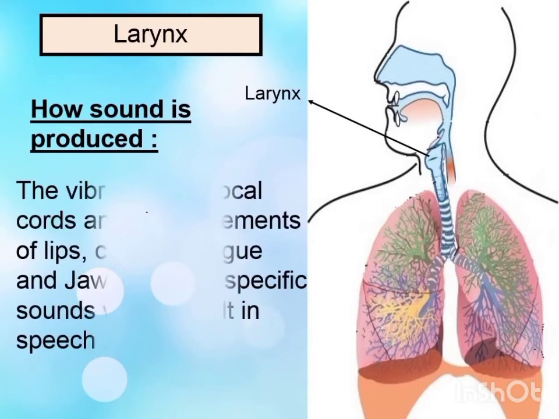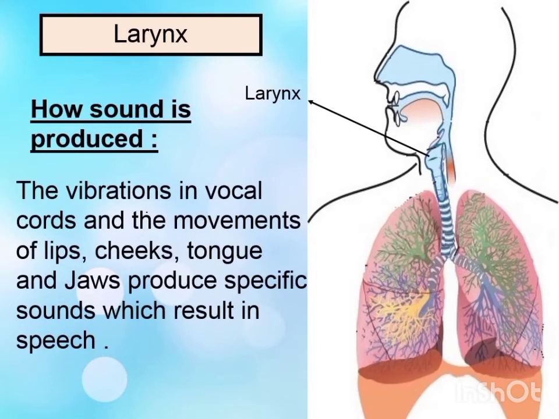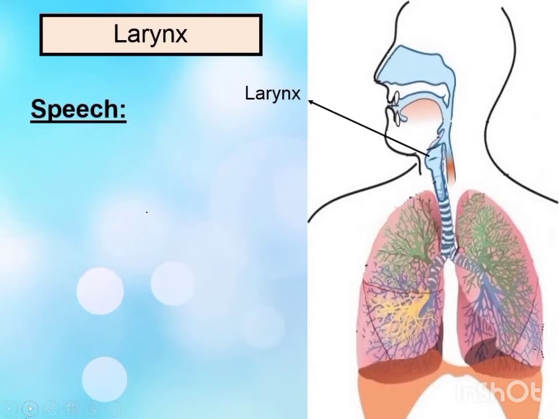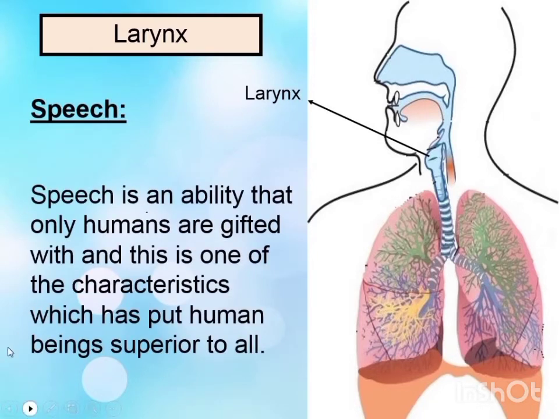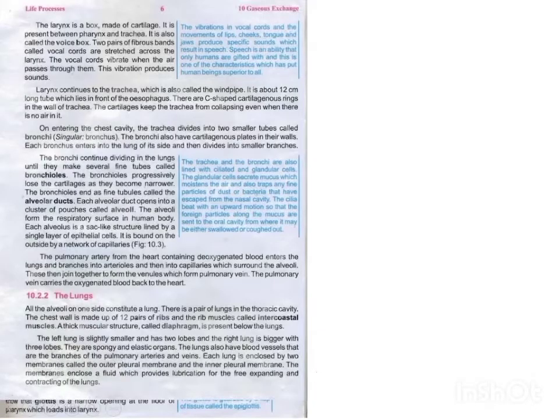The vibrations in the vocal cords and the movements of lips, cheeks, tongue, and jaws produce specific sounds which result in speech. Now let's have the definition of speech. Speech is an ability that only humans are gifted with, and this is one of the characteristics which has put human beings superior to all.